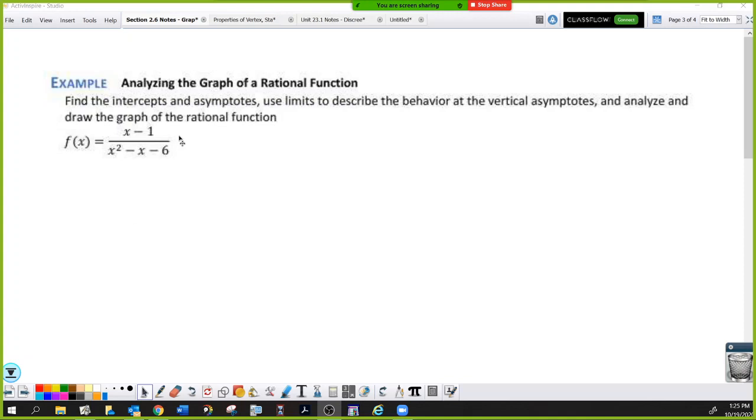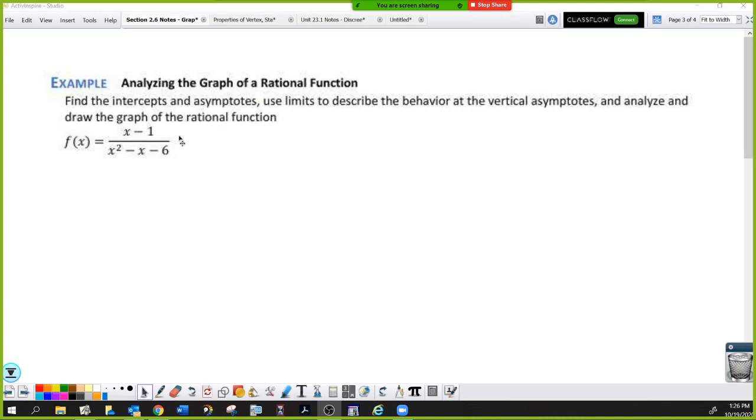We're going to go ahead and finish up the section 2.6 notes now. Rational functions, graphing rational functions. And I saved all three of the best examples for last. So what makes this example interesting is that the bottom of it is a quadratic. Ooh. We're going to have to factor some stuff.